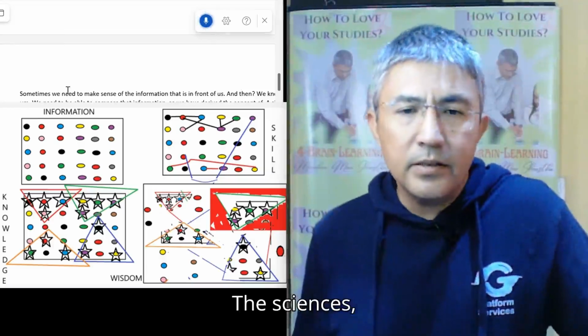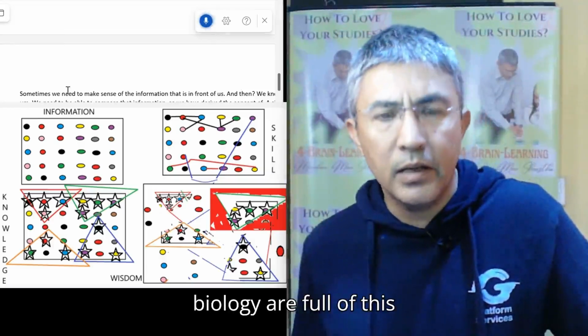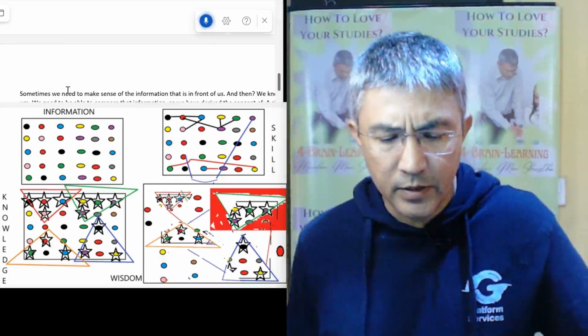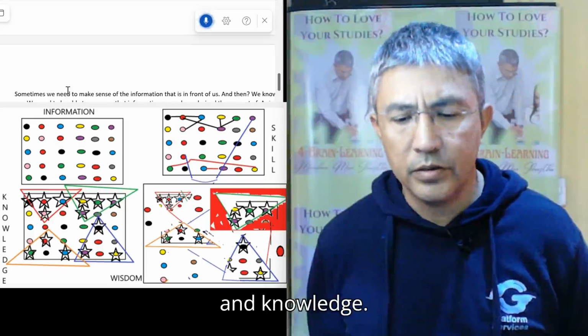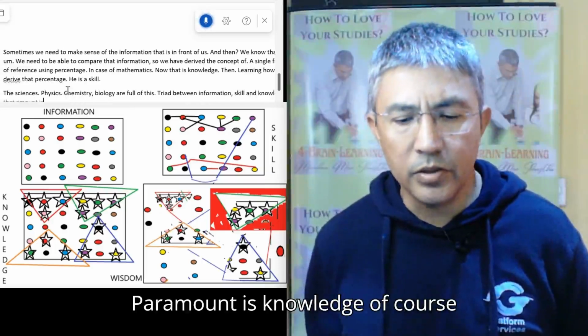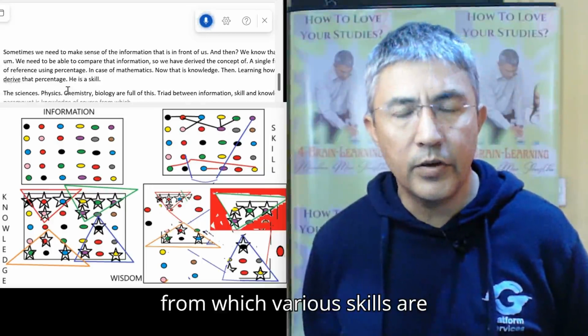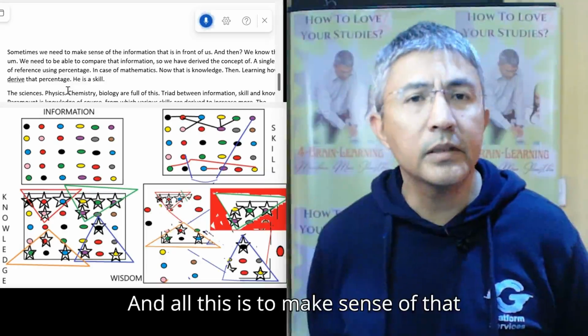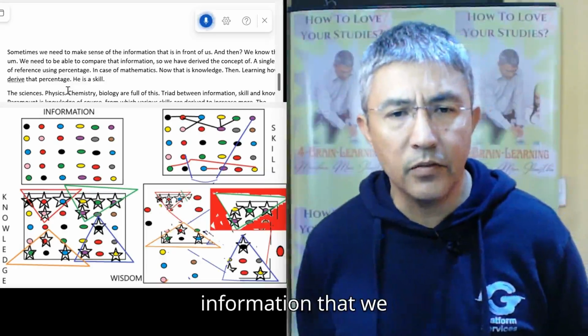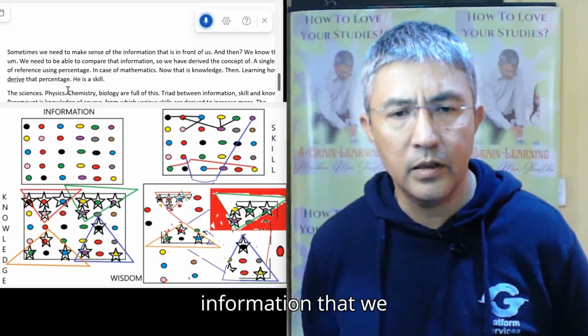The sciences, physics, chemistry, biology, are full of this triad between information, skill, and knowledge. Paramount is knowledge, of course, from which various skills are derived to increase more the knowledge. And all this is to make sense of that information that we perceive.